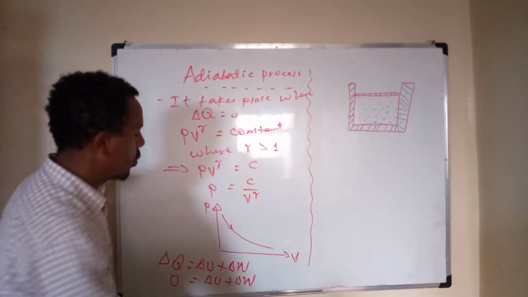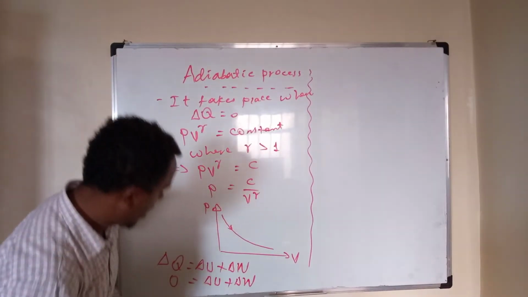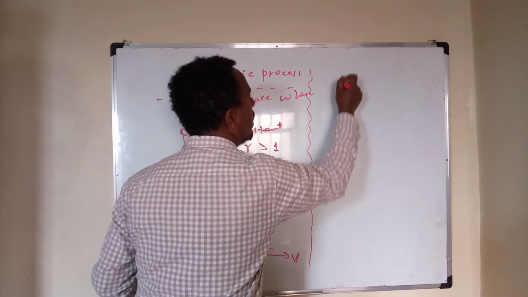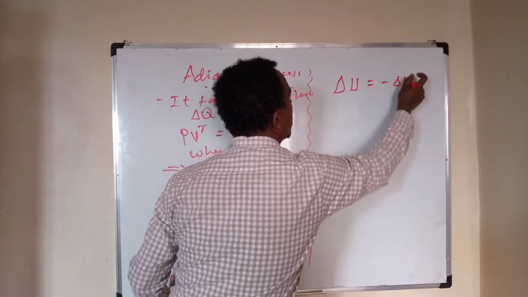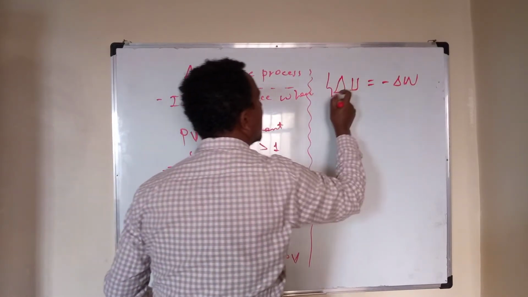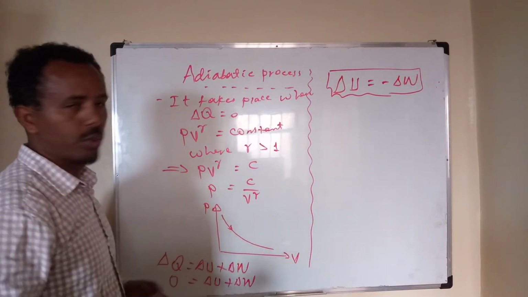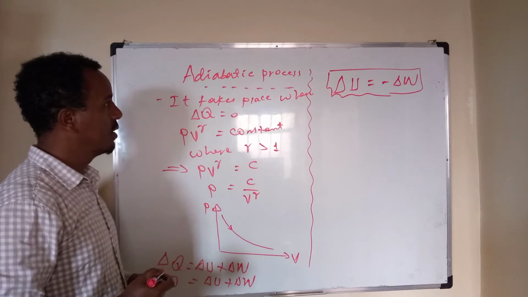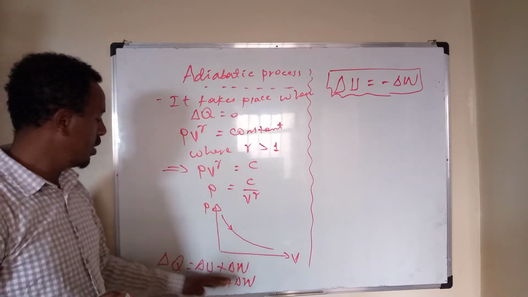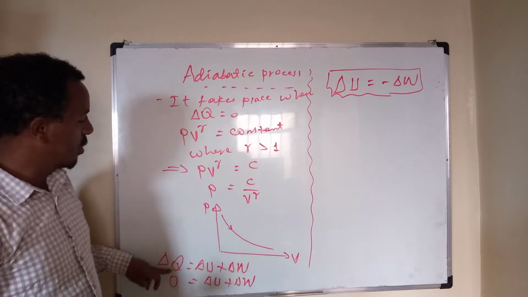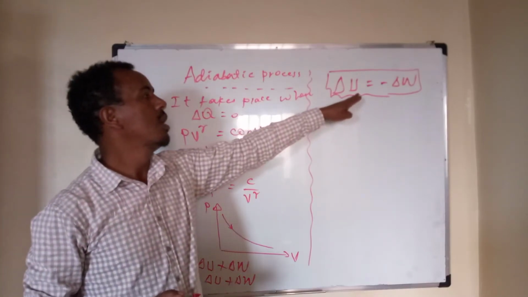From this, we have change in internal energy of the gas equal to minus change in work done. This is the first law of thermodynamics in adiabatic process. Since change in Q is equal to 0, when we substitute 0 instead of change in Q, the first law of thermodynamics in adiabatic process looks like this.